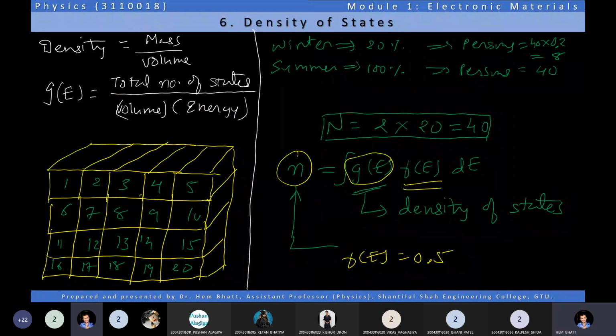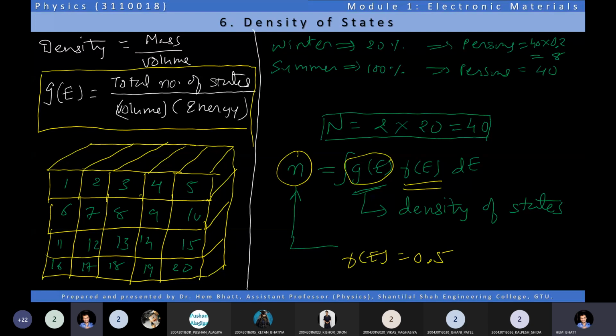Okay, so in your notebook write down this equation. Write down this equation of G of E in your notebook.